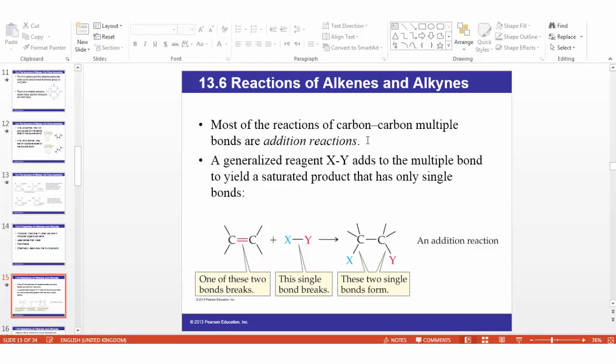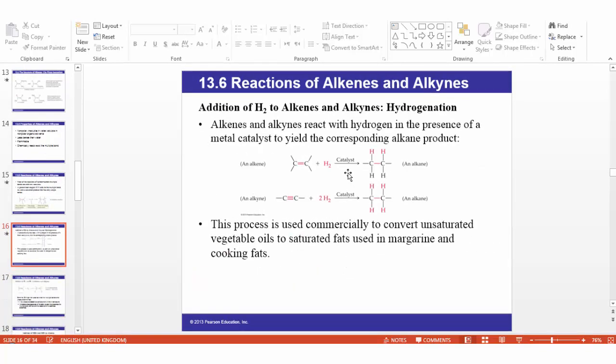Most of the reactions of carbon-carbon multiple bonds are addition reactions. A generalized reagent XY adds to the multiple bond to yield a saturated product that has only single bonds. Here, if we add XY through this double bond, this bond breaks, and these two single bonds form. This is called an addition reaction. So alkenes undergo addition reaction. This is the meaning of addition.